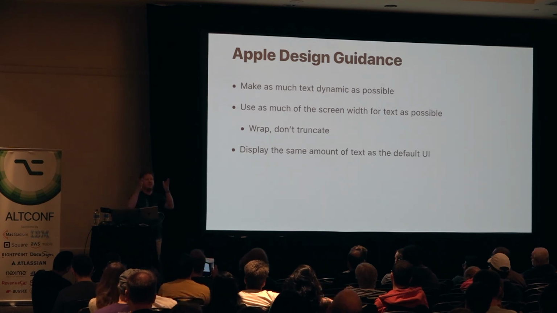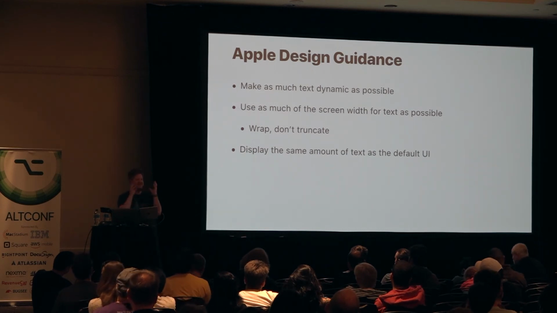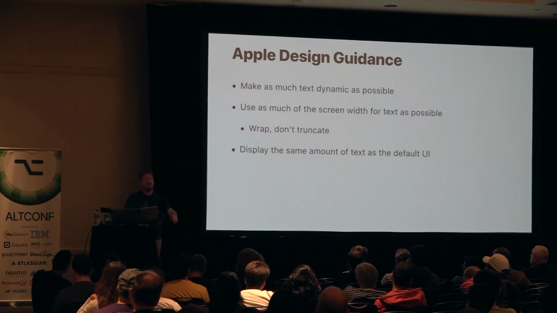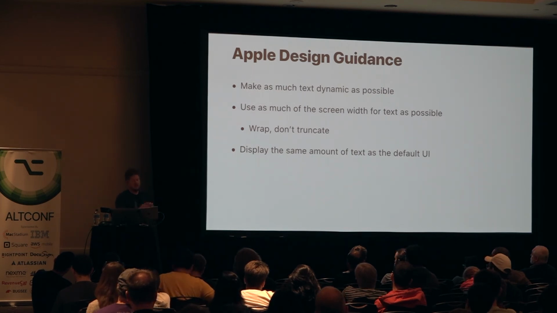And use as much of the screen width as possible. Once you narrow it down and the text gets large, you get parts of words. There's not much reading. It's very choppy. So use as much screen width as possible. And wrap, don't truncate. Especially prior to iOS 11, most of the default behaviors were just to have a single line label, and you just truncate it, and now you get to only read the first word of whatever that was. But they want you displaying the same amount of text as the default UI.